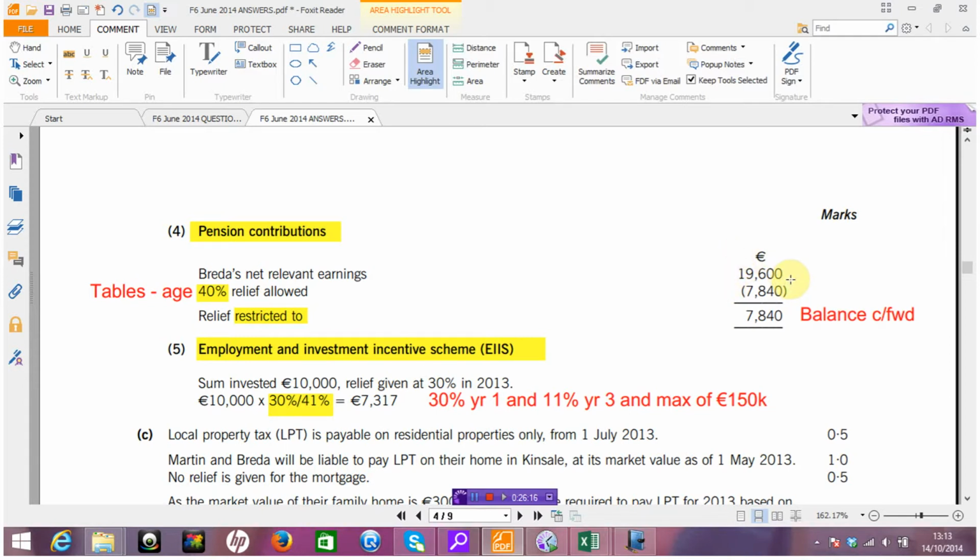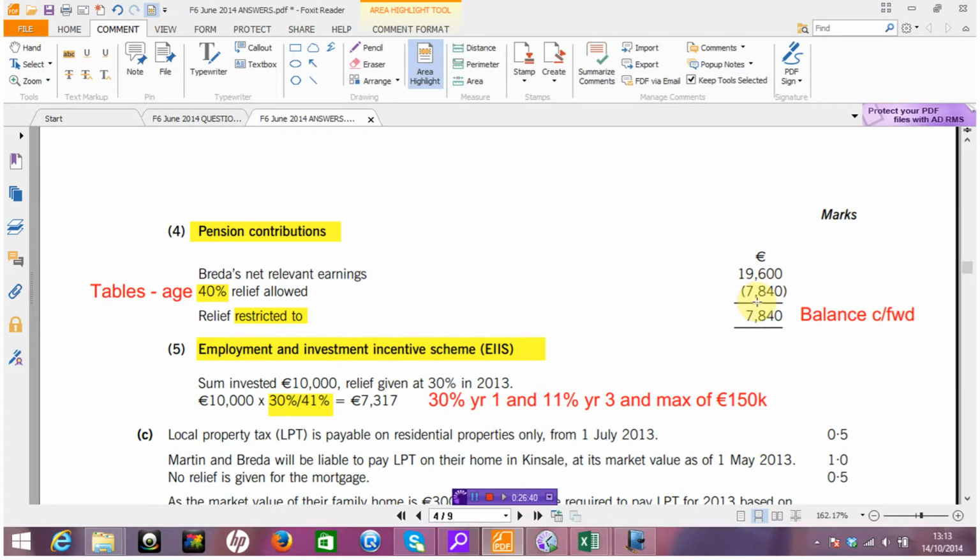So the calculation of the NRE was fairly straightforward, but what we would have needed to do, given Brenda's age, is go to the tables and make sure that we picked out the right percentage for her based on her age. So with pension contributions, we're looking to multiply the relevant percentage, in this case 40, times the NRE. And what we get there is obviously a figure of 7840.